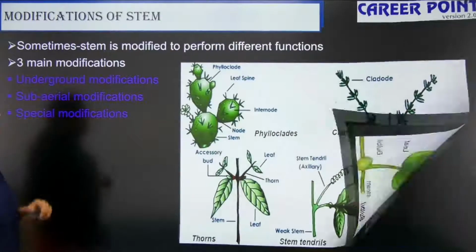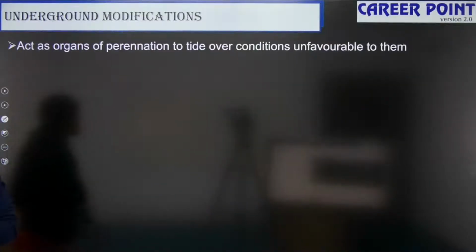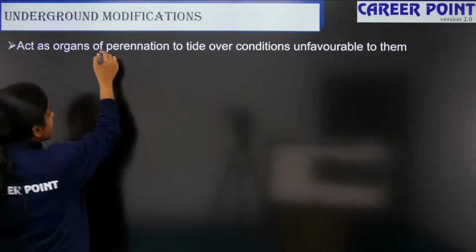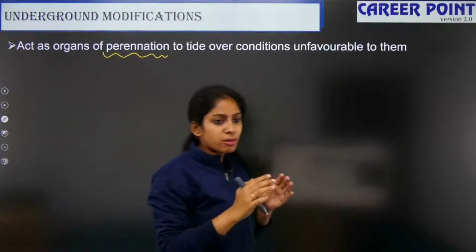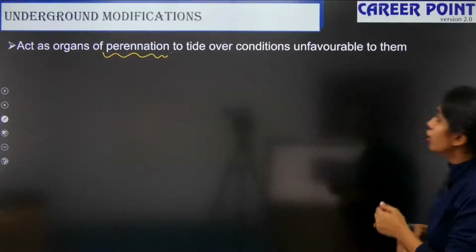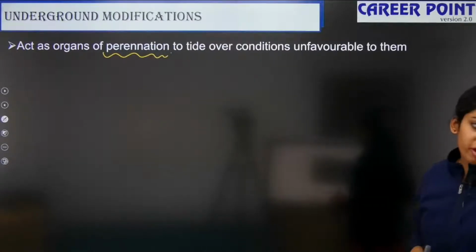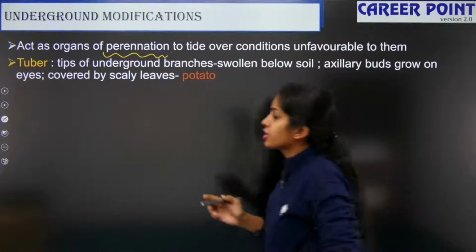Talking about the underground modification of the stem, it acts as an organ of perennation. Perennation is what supports the plant during its tough time, to tide over conditions unfavorable to it. Moving forward, the first type of modification is called a tuber.